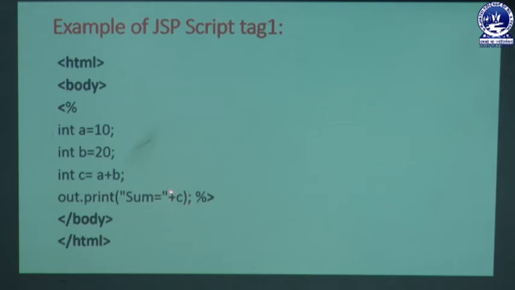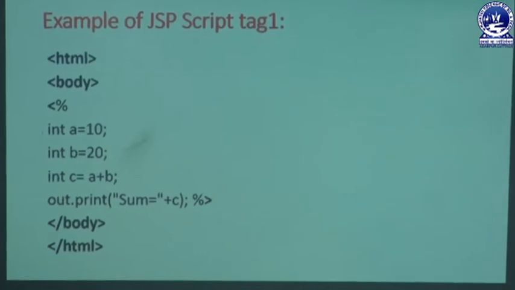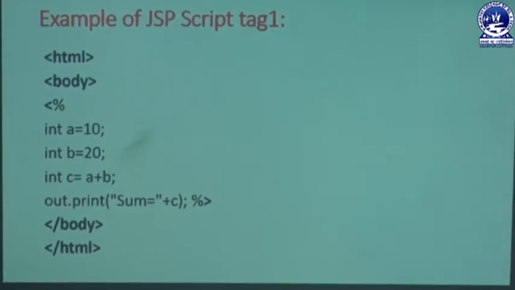Plus is known as the concatenation operator. That means we can add the value of c behind this "sum =". So if we have a plus b, meaning 10 plus 20, that is 30, then we get "sum = 30" as our result, and that program must be saved with a name.